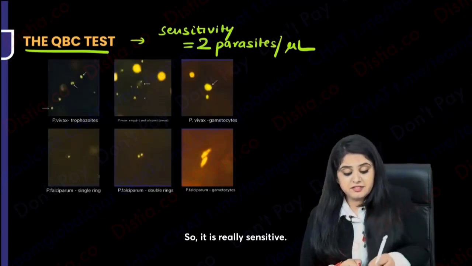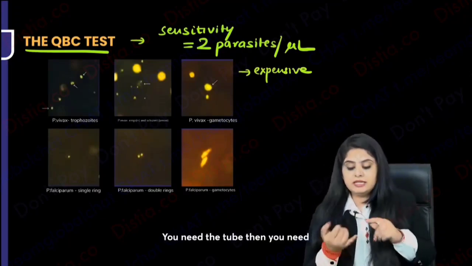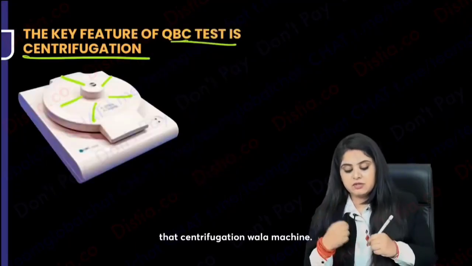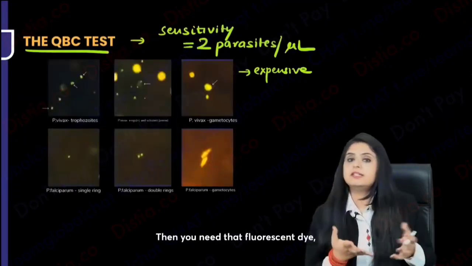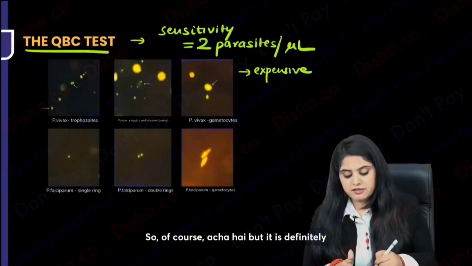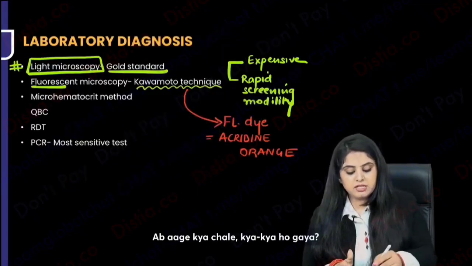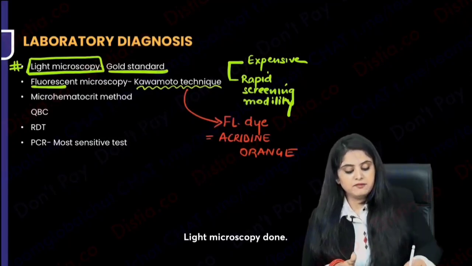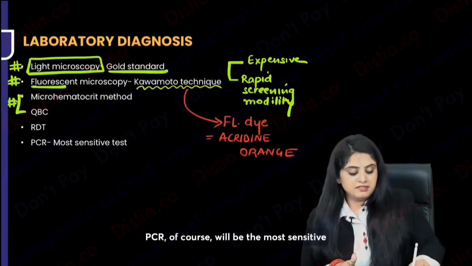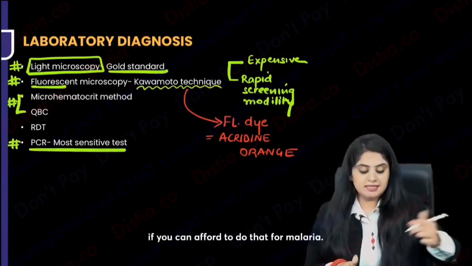So it is really sensitive, but the problem is that it needs such an expensive machine. You need that tube, then you need the centrifugation machine, then you need that fluorescent dye, too many things needed. This is very complicated. So of course it is good, but it is definitely going to be a little complicated. So this is also done. Now what next, what all is done? Light microscopy done, fluorescent Kawamoto done, microhematocrit and QBC done. PCR, of course, will be the most sensitive if you can afford to do that for malaria.